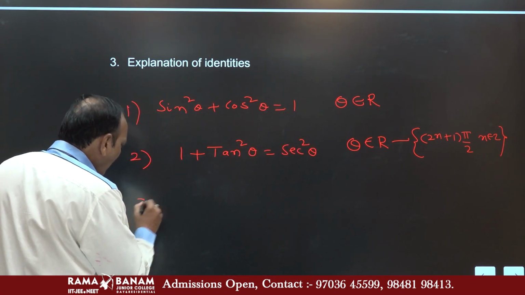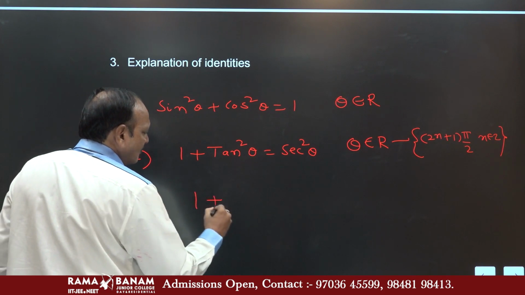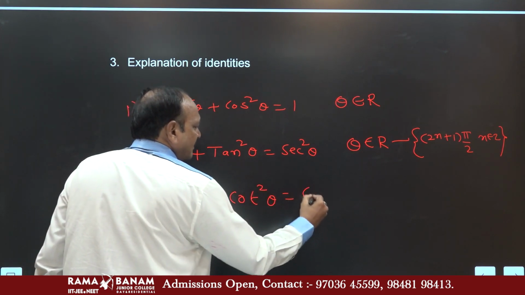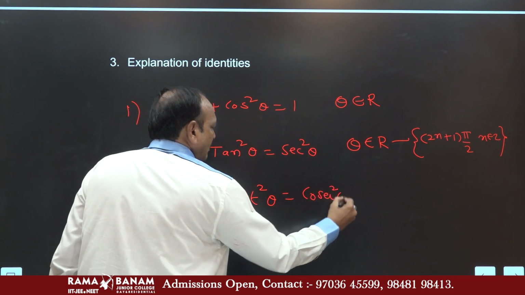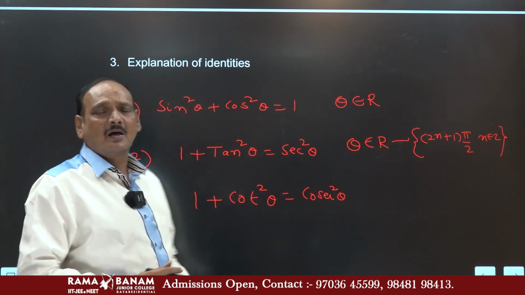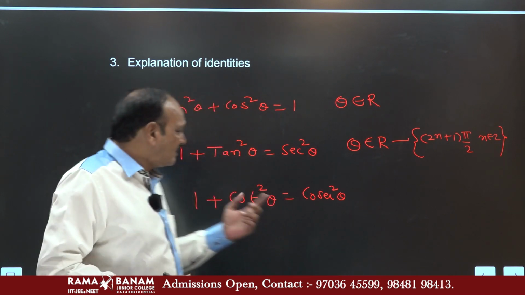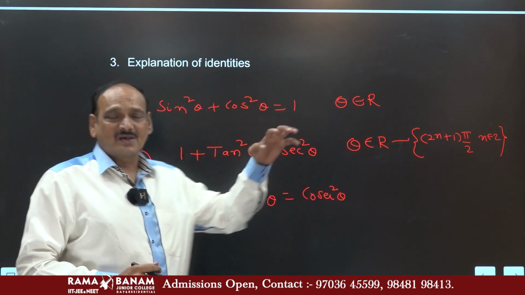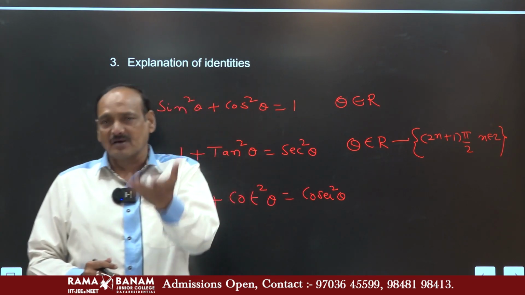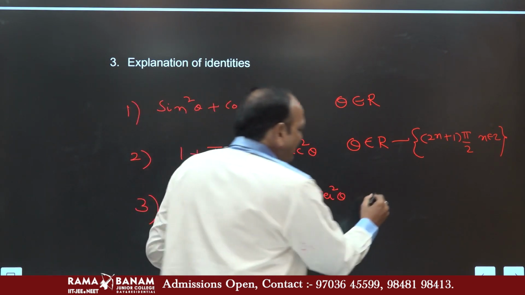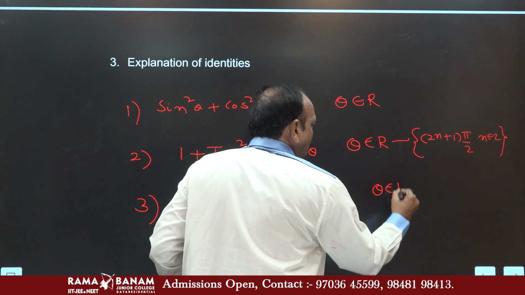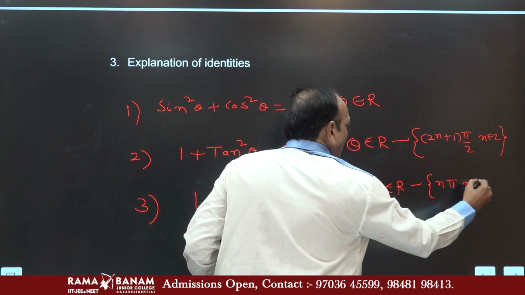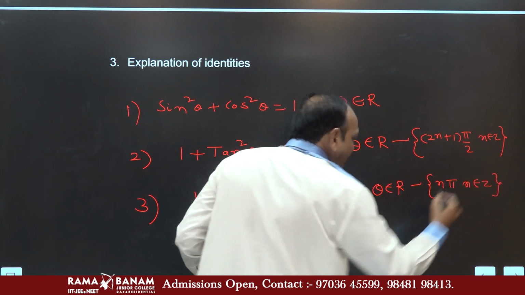Next I am going to the third concept, 1 plus cot square theta is equal to cosecant square theta. The cot and cosecant are the same concept; both are discontinuous curves, discontinuous at the integral multiples of pi. So I can write it in the form theta belongs to R except n pi, where n belongs to Z. So these are the identities.